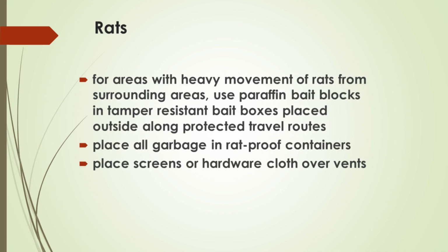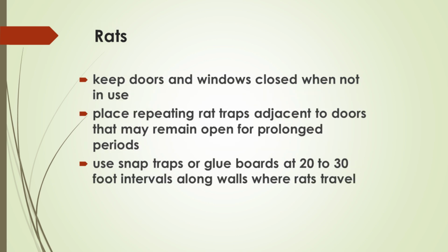Rats. For areas with heavy movement of rats from surrounding areas, use paraffin bait blocks and tamper-resistant bait boxes placed outside along protected travel routes. Place all garbage in rat-proof containers. Place screens or hardware cloth over vents. Rats. Keep doors and windows closed when not in use. Place repeating rat traps adjacent to doors that may remain open for prolonged periods. Use snap traps or glue boards at 20 to 30 foot intervals along walls where rats travel.